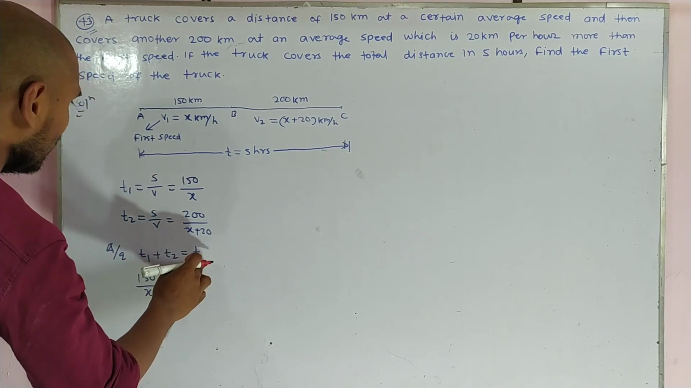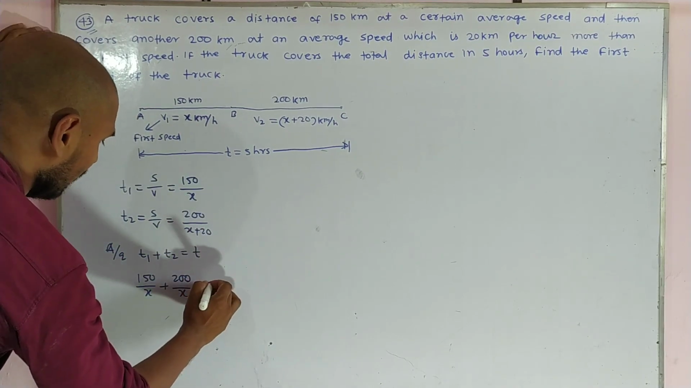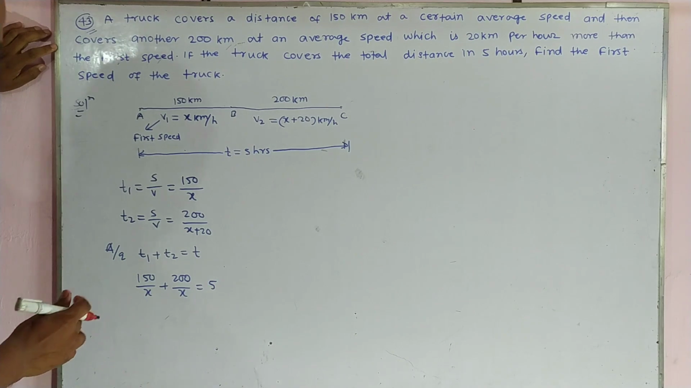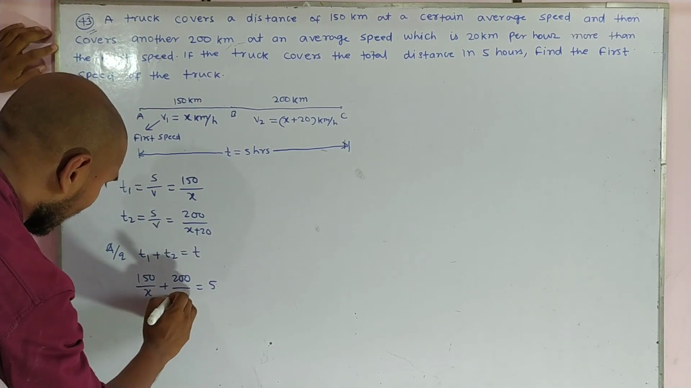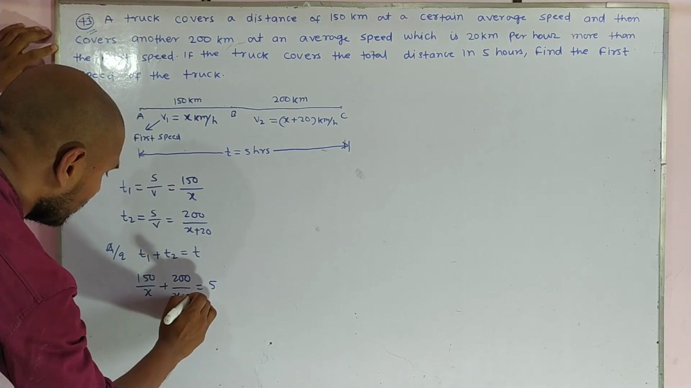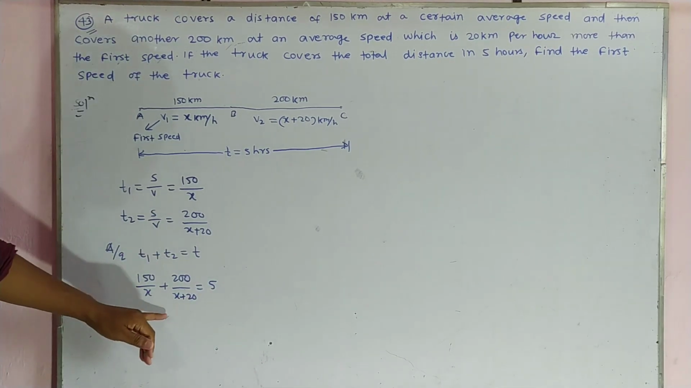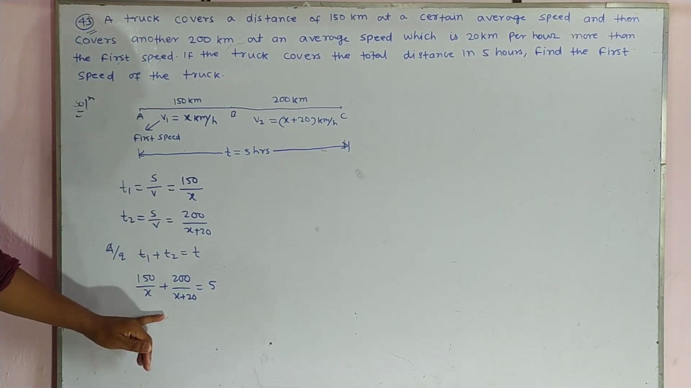It is equal to the value of T, that is given 5 hours. And you find, sorry, 200 upon x plus 20. Here not x, x plus 20. We find that there is an equation that we have to solve to find the value of x.